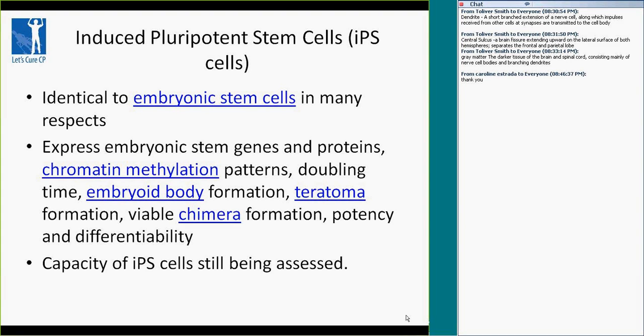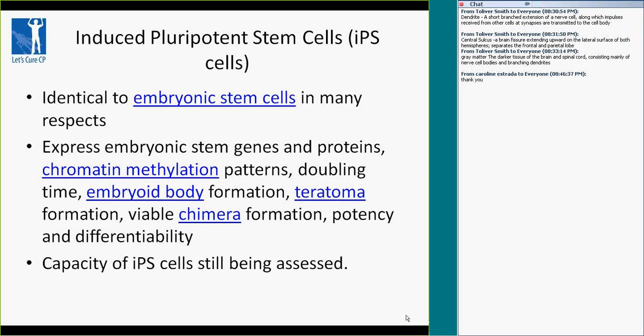Induced pluripotent stem cells are fairly new. We refer to them as iPS cells. They are stem cells that are modified slightly in the lab. They're exposed to certain chemical signals to put them into a more primitive state, so they behave much more like embryonic stem cells. They express many of the same genes and proteins, and the list is there. That's more for the scientists, not too much to worry about there.